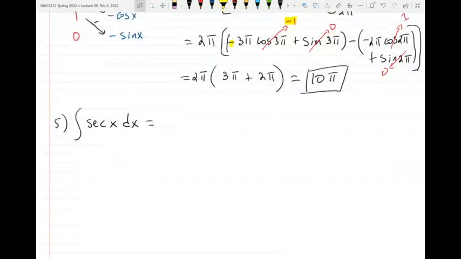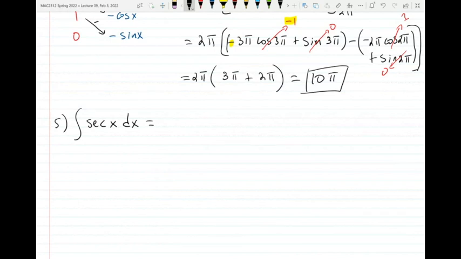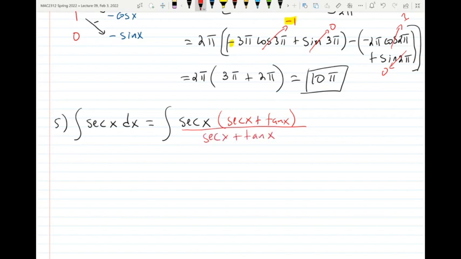Okay, so integral of secant. How do we do this? Well, basically, it's just a trick. So to do the integral of secant, what we do is the following. I'm going to go ahead and multiply top and bottom by secant plus tangent. And why am I doing that? You may wonder. Well, you're going to see in a second why. So I'm going to multiply top and bottom by secant plus tangent. And in this case, the numerator becomes, what's the numerator here? This is secant squared plus secant tangent.